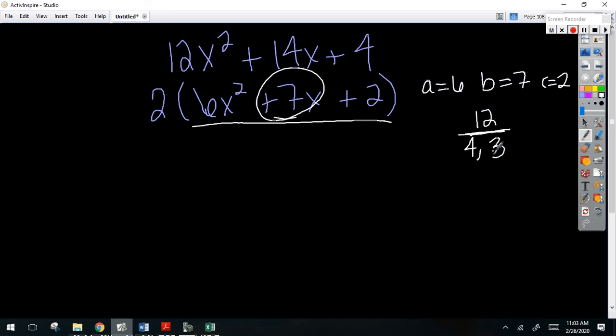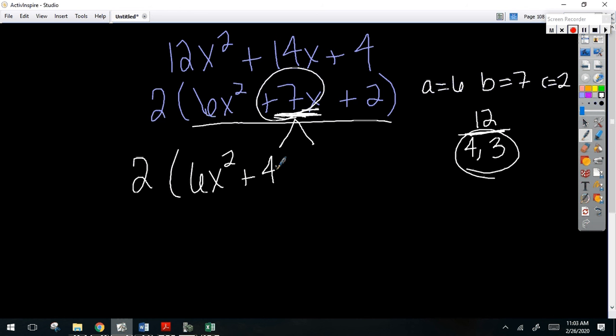So remember when we were foiling and we got 4 terms and then we combined like terms? Well, we're going backwards. So this has already got the like terms combined. We're going to split those like terms up, and this is telling me how to split them up. So it's 6x squared plus 4x plus 3x. Do we agree that 4x plus 3x is still 7x? It's still the same value. It's the same thing. I've just split it.